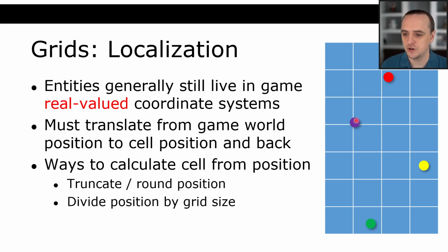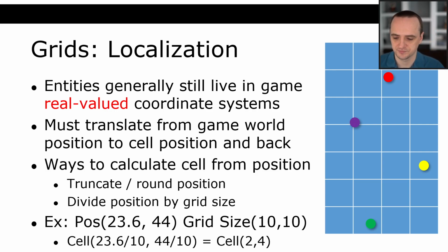So there's a few ways that we could do that. We could do like truncation or rounding. We could divide by the grid size. So there's all sorts of different mathematics that you could use to translate from a real world position to whatever grid position that we have. So here's just an example. Let's say in our real game, we have an entity that's living at position 23.6 in the x direction and 44 in the y direction.